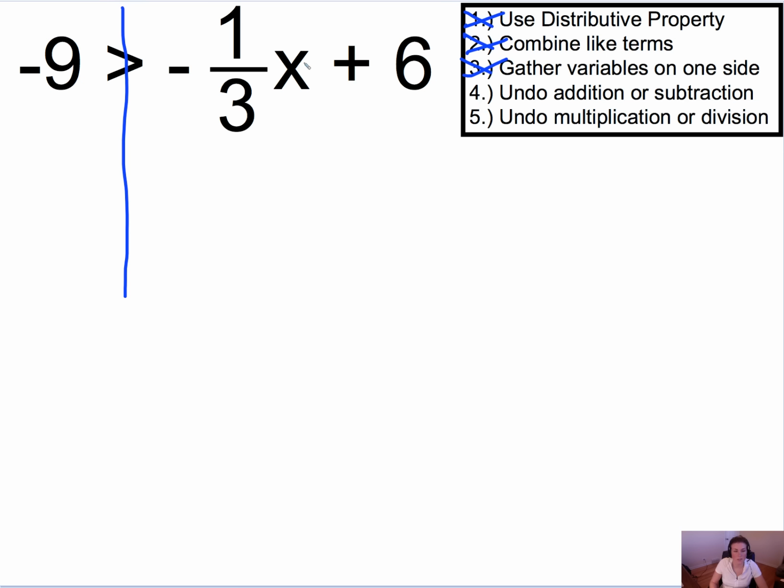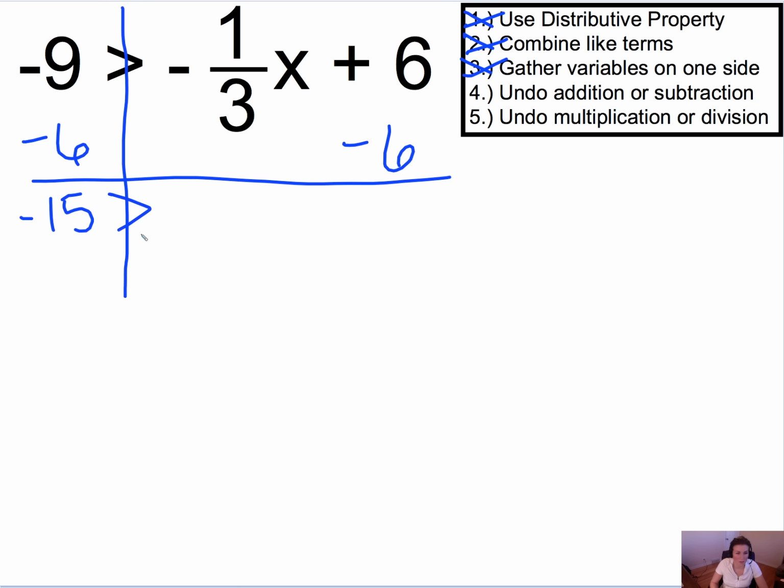We need to do that. The x is on the right, so I want to move the 6 first. It is a plus 6, so I'm going to subtract 6 on both sides. Negative 9 minus 6 is negative 15. We did not multiply or divide, so I'm just bringing down the sign and bringing down the negative 1/3 x. These cancel. And then step 5, undo multiplication or division.